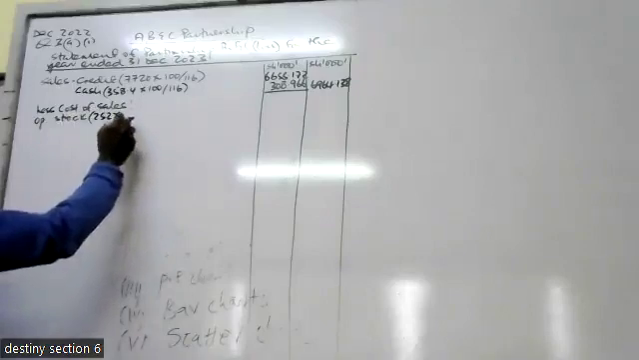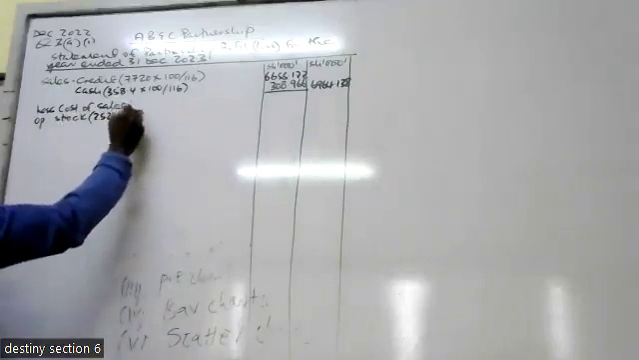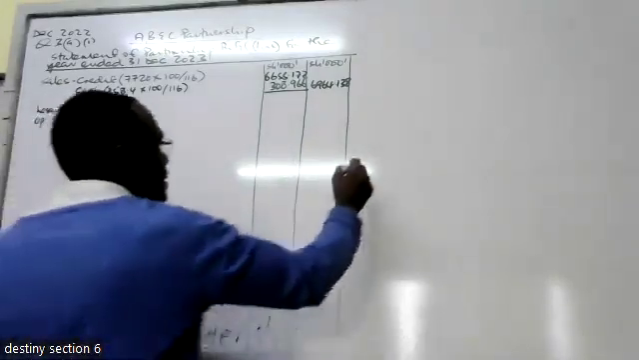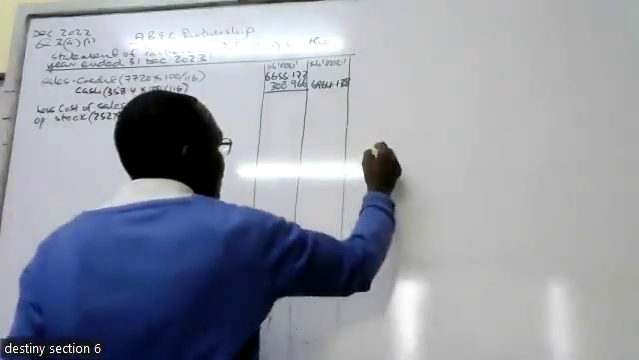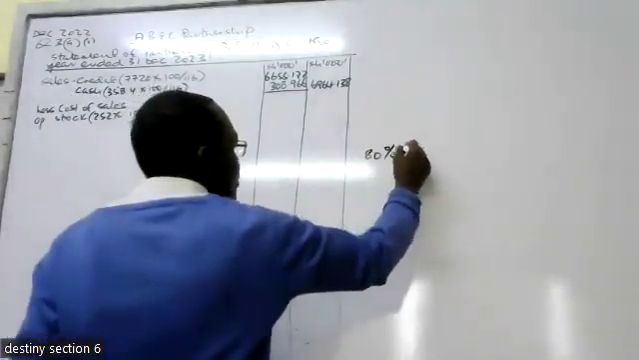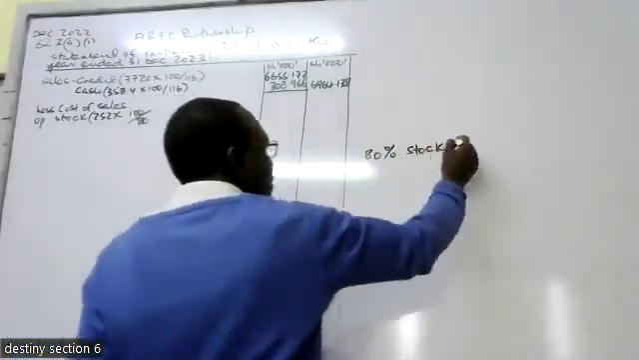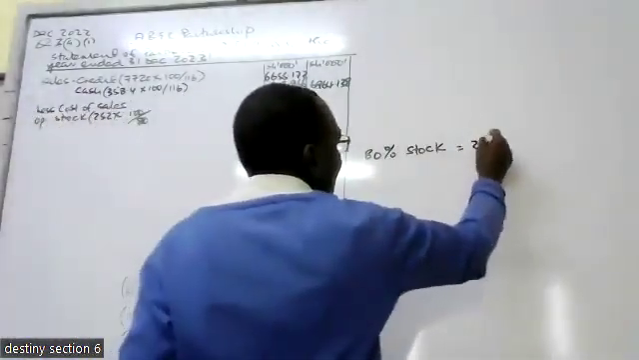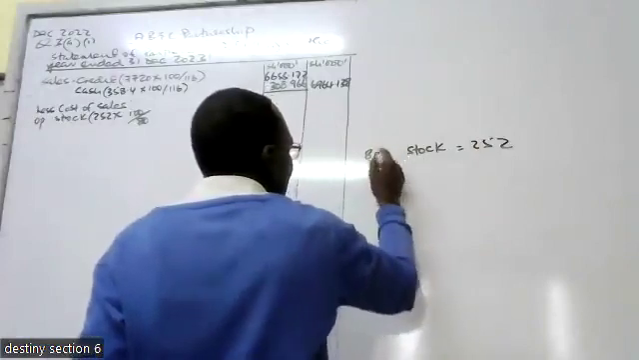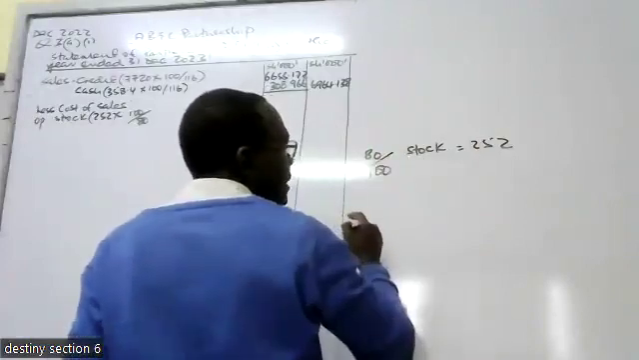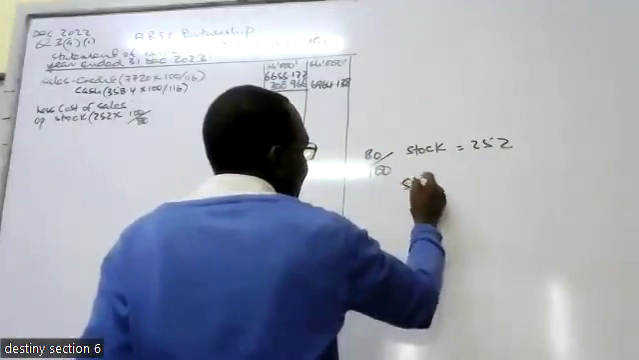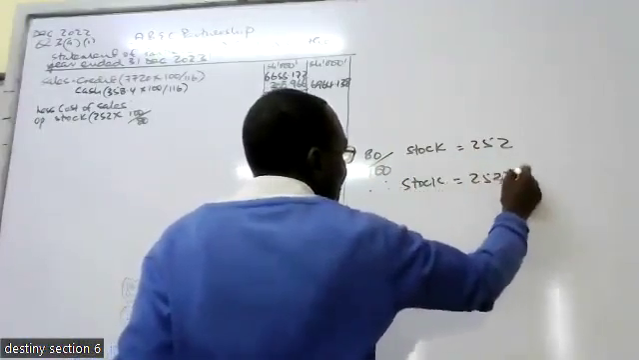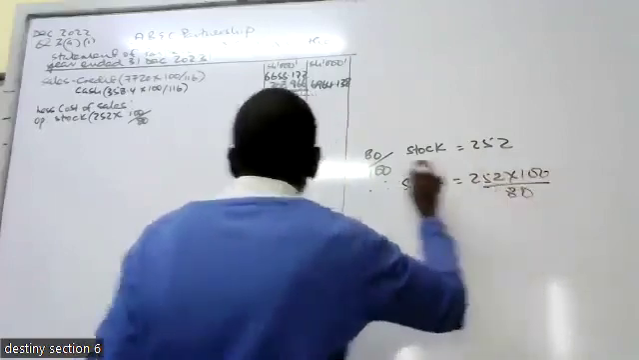So 252 we multiply by 100 over 80. So the 80% of the correct stock value, just 80% because it's undervalued by 20%, is 252. Then it means the correct value of stock is 252 times 100 over 80.